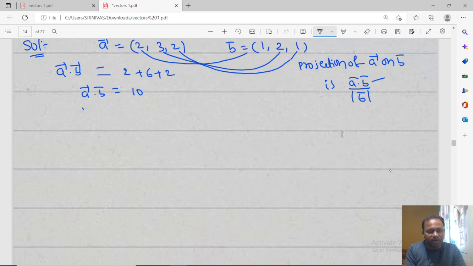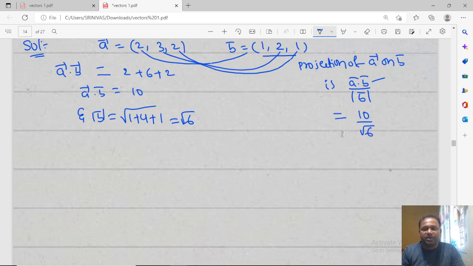Next we need mod b bar, and mod b bar is equal to, from this, under root of 1 squared, 1, plus 2 squared, 4, plus 1 squared, 1. How much? Root 6. Substitute here. A bar dot b bar will be 10 divided by mod b bar, which is nothing but root 6. Okay. So the projection of the vector a bar on b bar formula we need to remember and substitute in the formula. Okay? So these are very easy problems.